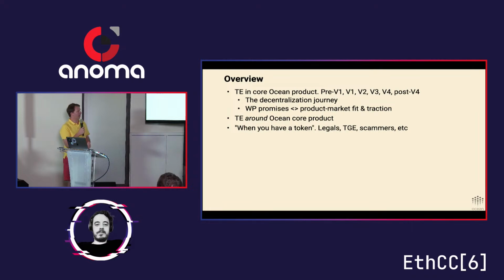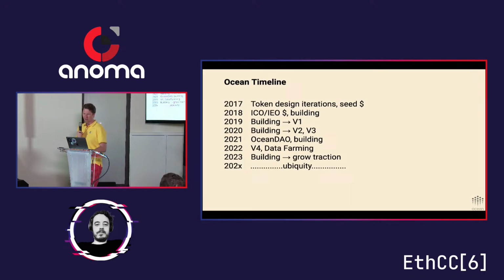And then besides token engineering in the core product itself, there's a bunch of token engineering around the core product that turns out to really make a big difference, and you can't ignore it. And then finally, just some other grab bag of stuff. When you have a token, how do you deal with legals and token generation events and so on? There's other talks today that go into a lot more detail, but I'll give some cursory things here. So let's get started.